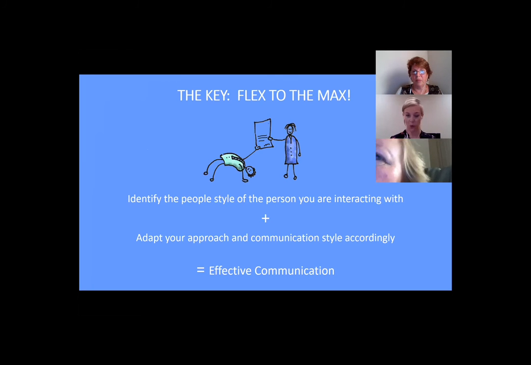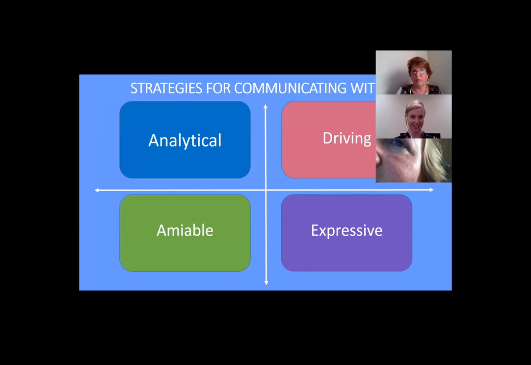Okay, so next slide, please. So here's the key. The key for effective communication is that you have to flex to the max. You have to identify the people style of the person you are interacting with, plus adapt your approach and communication style accordingly, and that should give you effective communication. So how are you going to do that? Well, there are strategies for communicating with all of these styles. We're going to look at just a few dot points for each of the following people styles, and hopefully that will give us an idea.